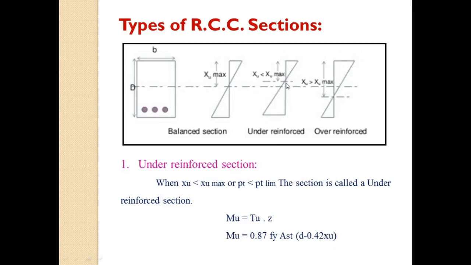Here you can see this is the under reinforced section. Our actual XU is here, and the XU max is this total distance. So this XU is less than this XU max, so we can write this as an under reinforced section. Similarly, if this XU is greater than this XU max, this distance is XU max and this is the actual XU, then we can call it an over reinforced section. And if XU is equal to XU max, that is, both values of the neutral axis are the same, then we can call it a balanced section.